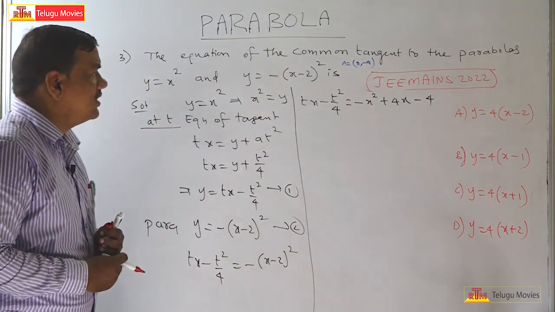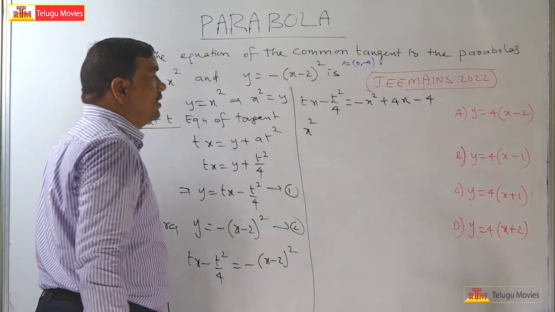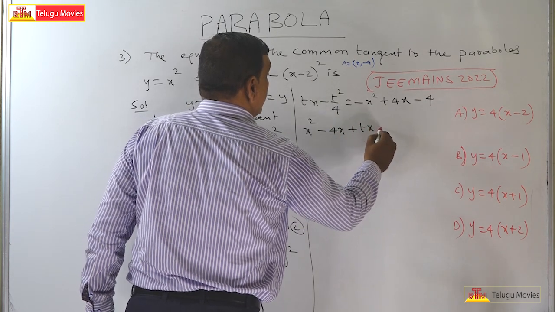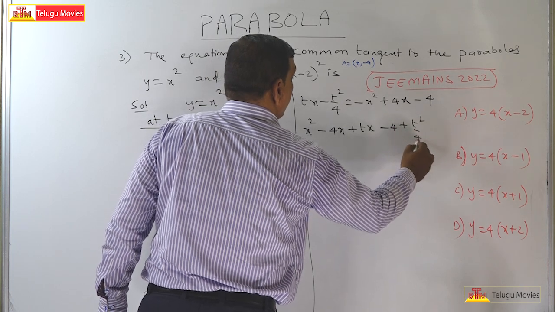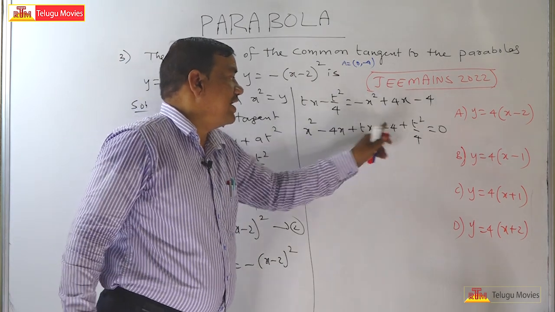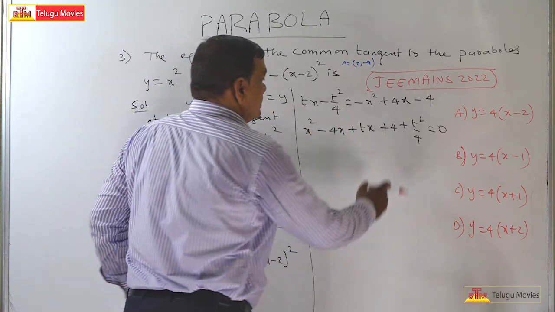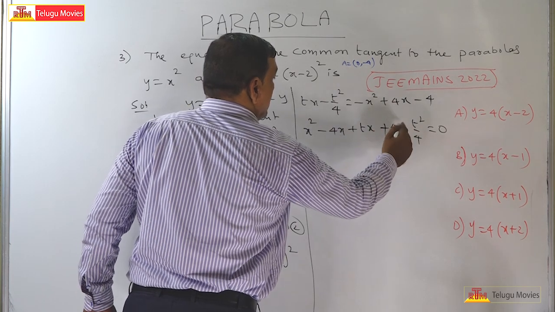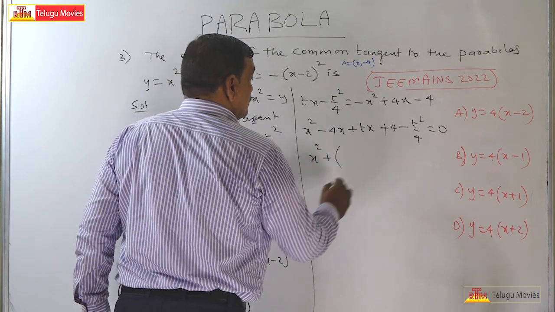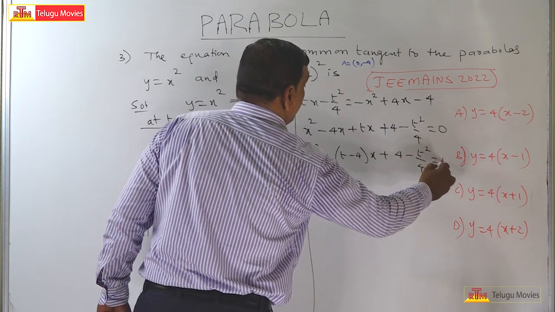Let us take all these things to one side and you will get x square, and you take this side minus 4x. Already tx is there, minus 4 plus t square by 4 is equal to 0. So this is x square minus, this is a minus 4, you will get a plus 4 here. Already tx is there, and minus t square by 4. So x square plus (t minus 4) into x plus 4 minus t square by 4 is equal to 0.